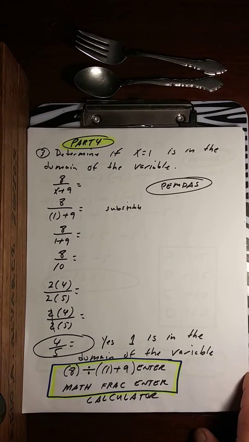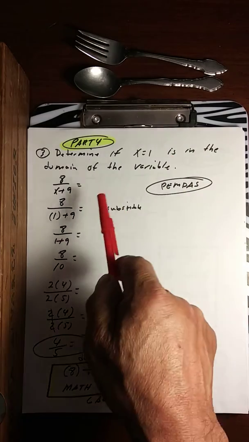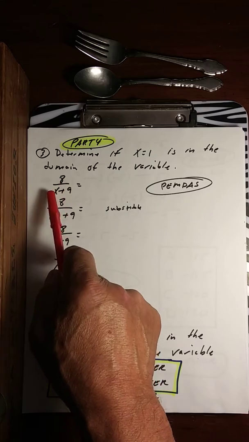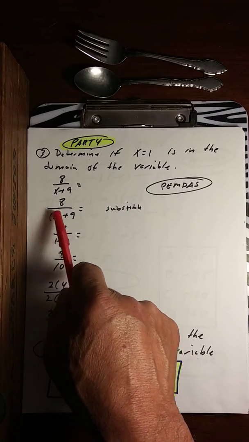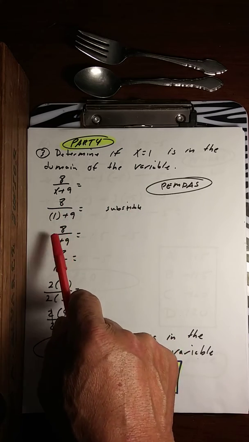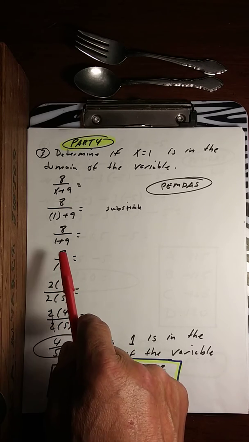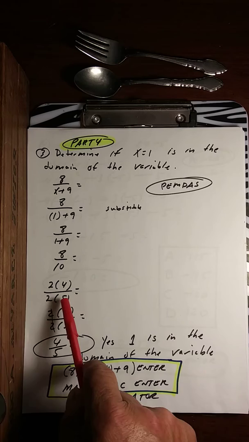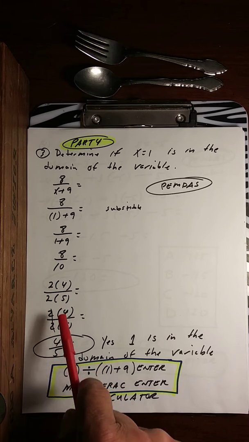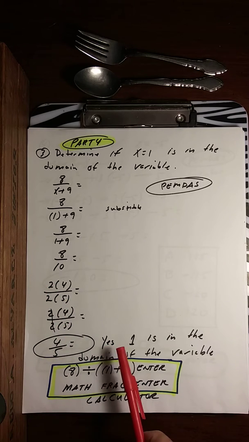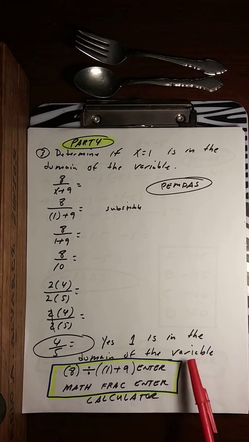Okay, next question. Determine if x equals 1 is in the domain of the variable. So 8 over x plus 9, put a 1 in there, in parentheses. 1 plus 9, 8 divided by 1 plus 9 is 8 over 10, but we can simplify that. 2 times 4, 2 times 5, the 2's are gone, so you have 4 over 5. So yes, 1 is in the domain of the variable.